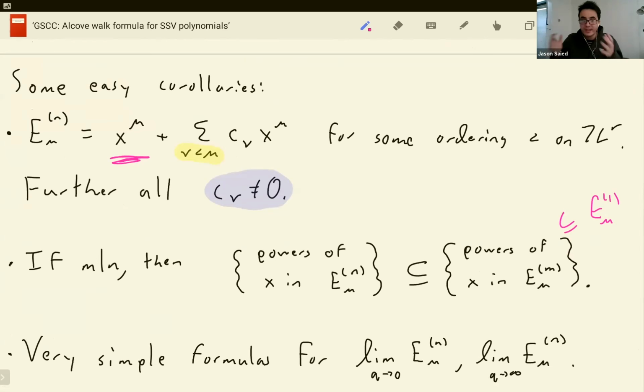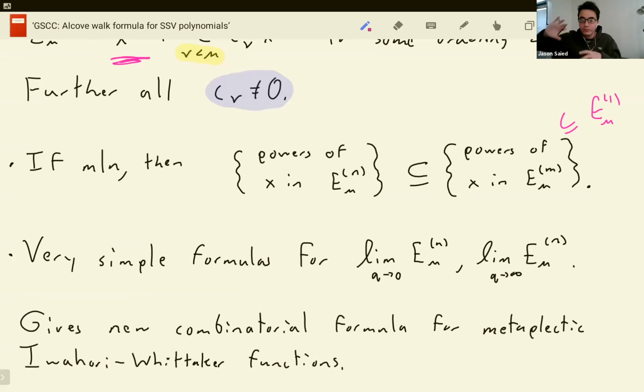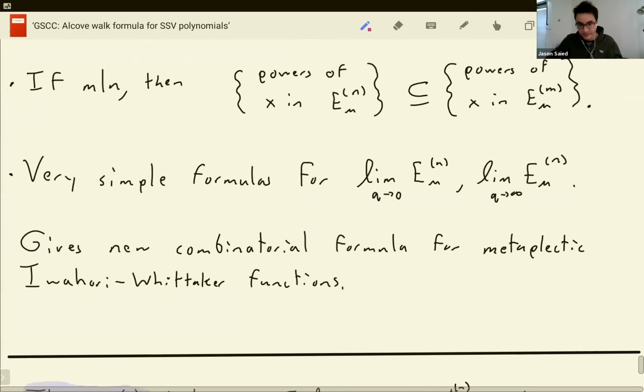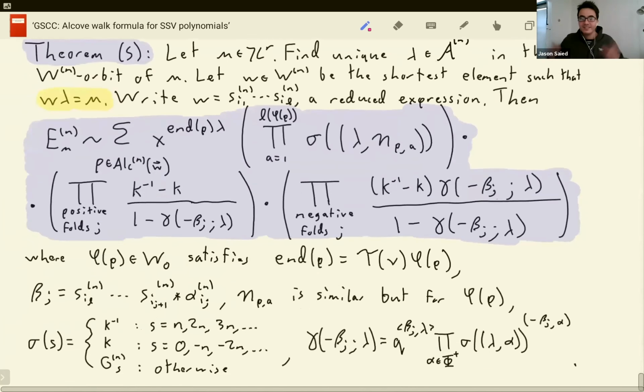And the reason why we care about this, I haven't really even talked about the parameters, is that this is how you relate to these metaplectic Whittaker functions. So what this formula does is it gives me a new way to understand those Whittaker functions in terms of alcove walks. And I'll stop there. Just to be slightly intimidating, I'll put the theorem up at the end. Thanks for your attention.